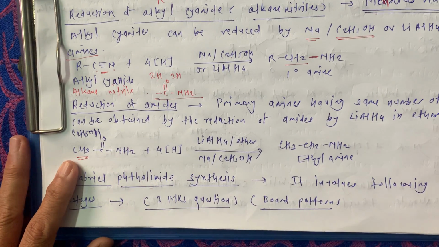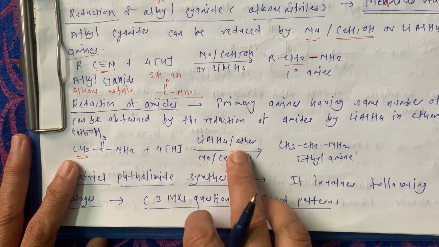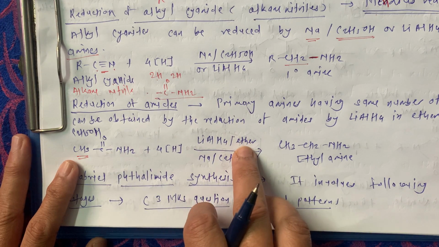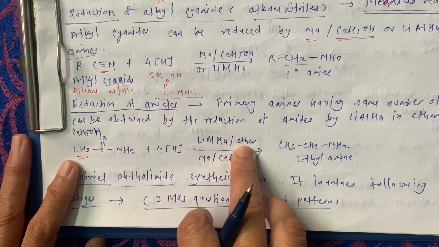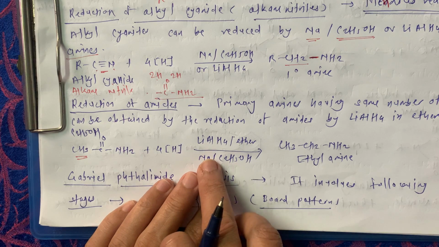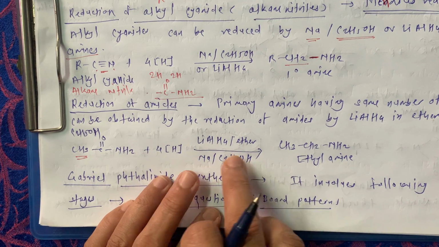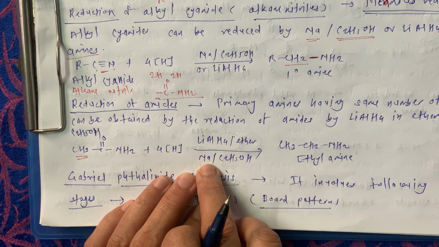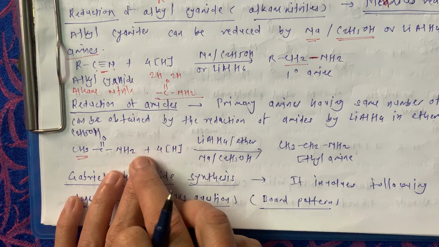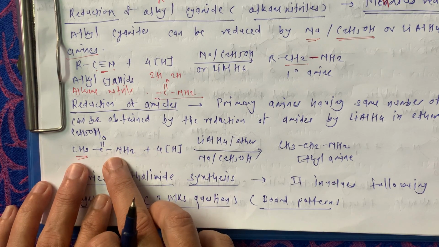Now the important thing is here, see. Here we used just lithium aluminum hydride, but here we have to use it in the presence of ether, which means the solvent is ether. Or you can get this reaction also with sodium metal in ethyl alcohol, with ethyl alcohol as a solvent. Reaction with the sodium metal also gives the reduction, meaning it gives nascent hydrogen reacting with this amide.